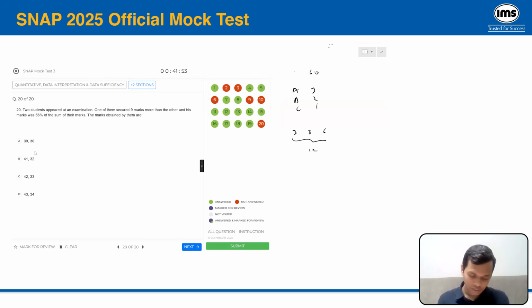2 students appeared for an exam. One of them secured 9 marks more than the other. His mark was 56% of the sum of their marks. Okay, so A gets, one of them secured 9 marks more than the other. Let's say B plus 9, and his marks was 0.56 of A plus B. Okay, so I'll still not be able to eliminate, right? The marks obtained by them are, okay, options are there, so I can maybe try something with options.